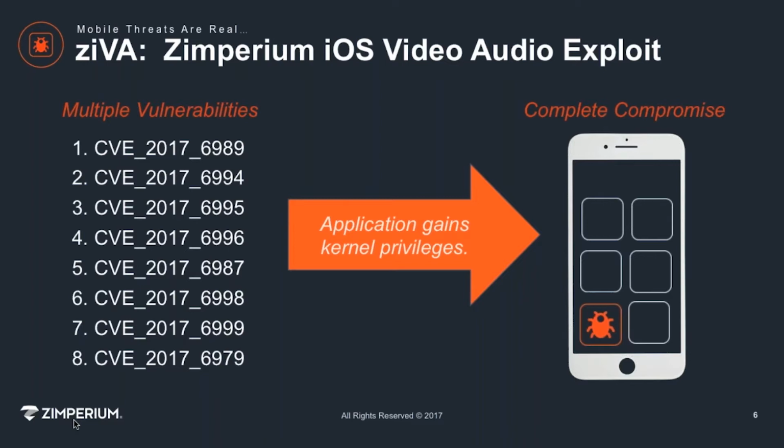indicative of a typical way of approaching it. So one was this AVE video encoder, and that's about 7 of these different CVEs at the top. And then the one down there, 6979, was an IO surface. But both of them allowed applications to gain kernel privileges, which then would lead to a complete compromise. Yeah, that's scary stuff. And people on the street just are unaware of this, and you really can't find it unless you have something looking for it. Exactly.